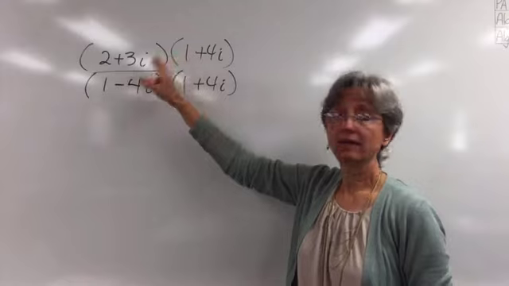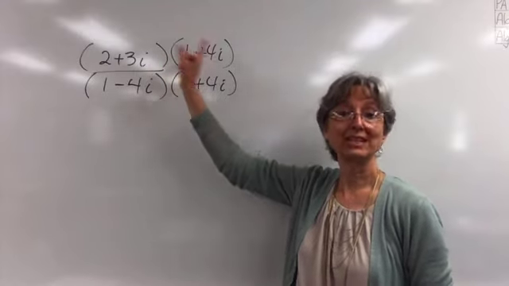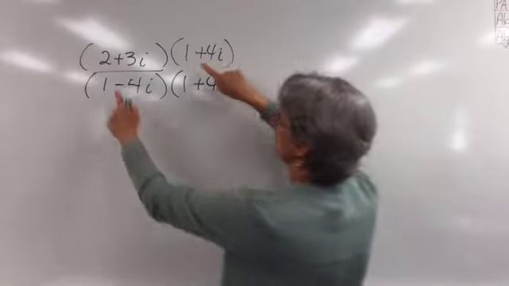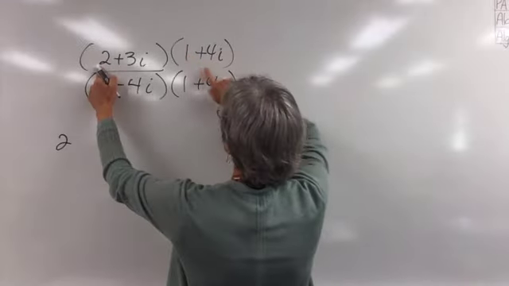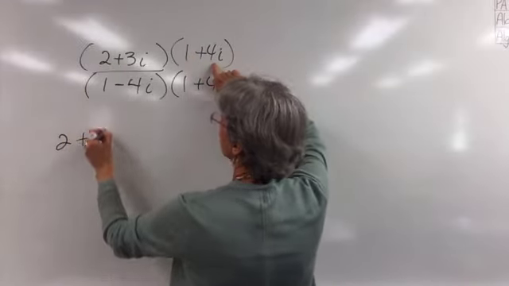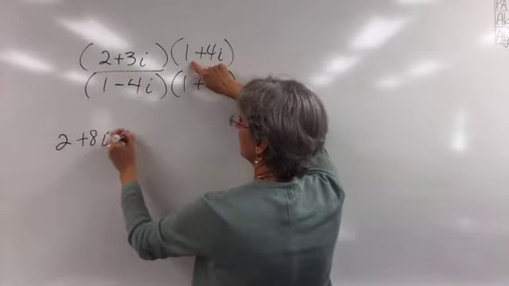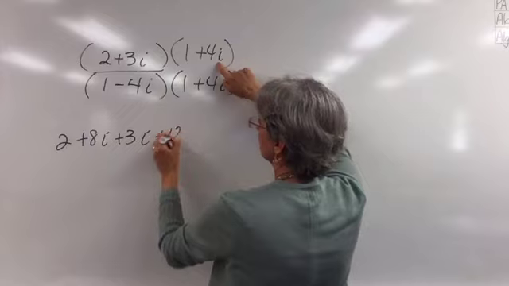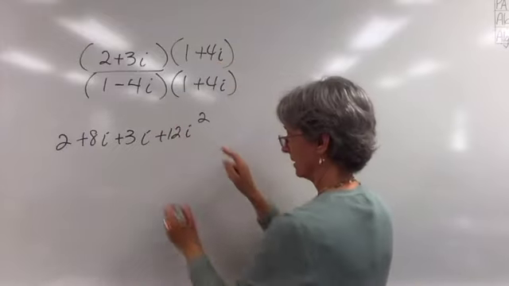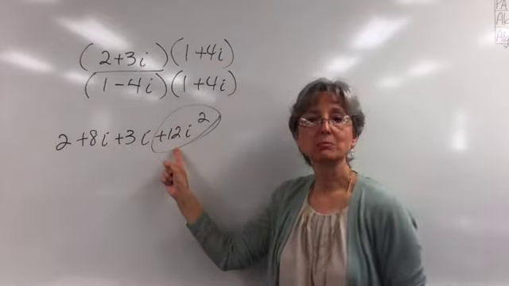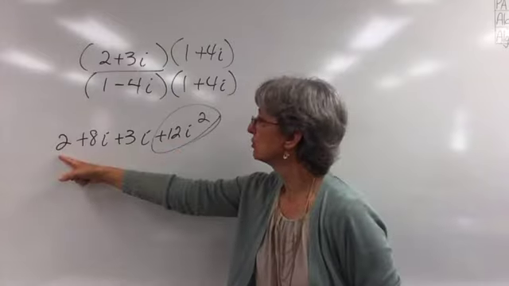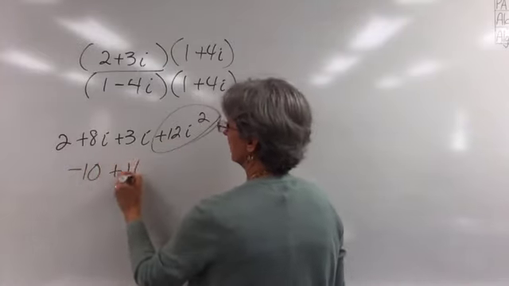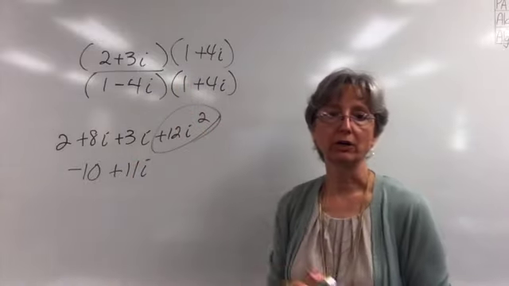So in this case, I have to do what we worked on before. I need to FOIL my numerator. So I get 2 plus 8i plus 3i plus 12i squared. This becomes negative 12, and 2 minus 12 is negative 10 plus 11i, and there's my numerator.